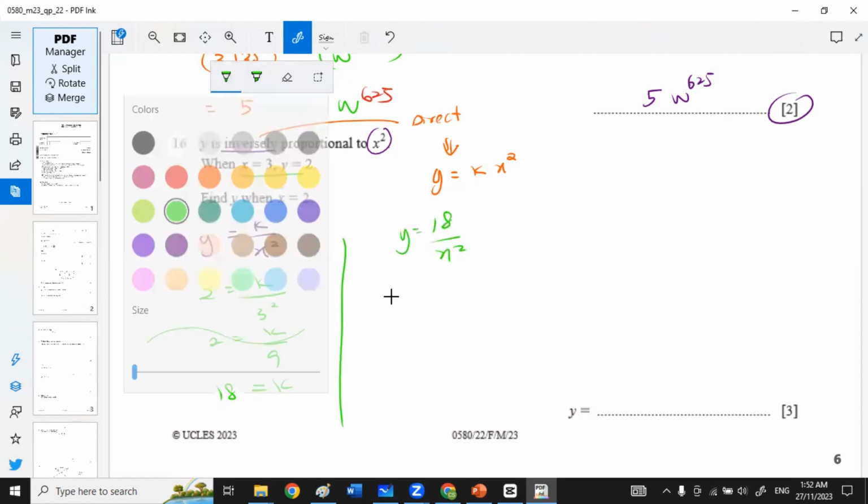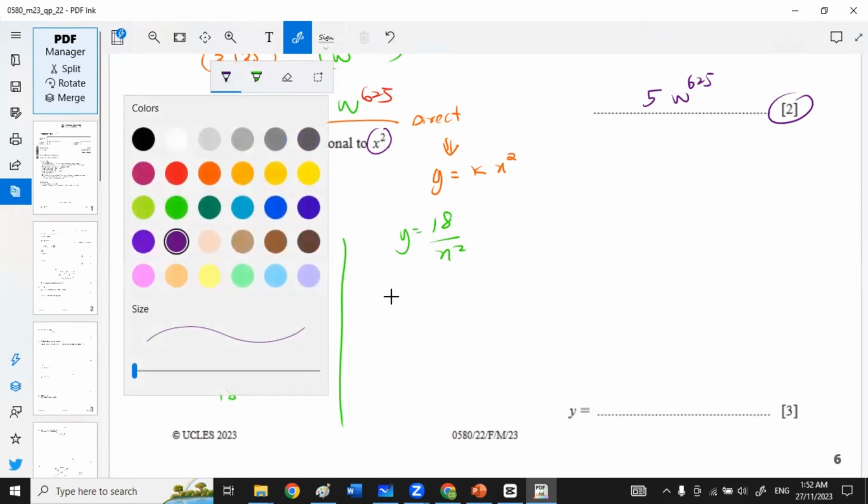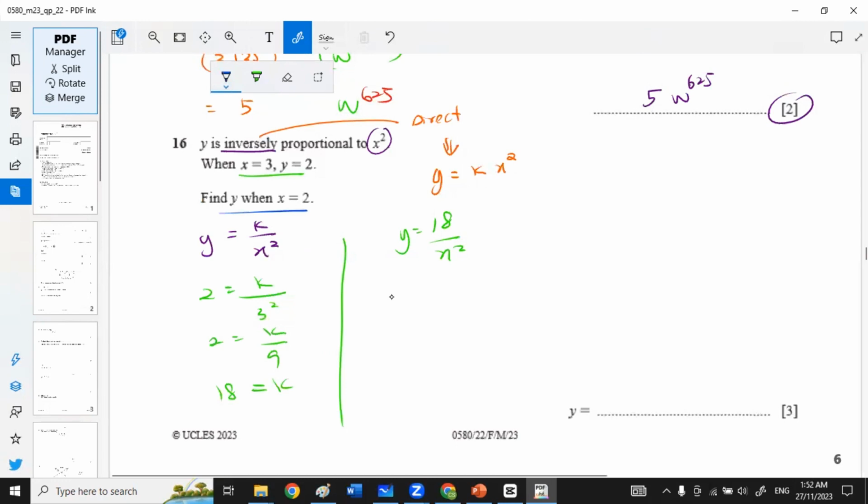Now you can answer the question. Find y when x equals 2. So when x equals 2, y equals 18 over 2 squared, or 18 over 4. That will give you 4.5.